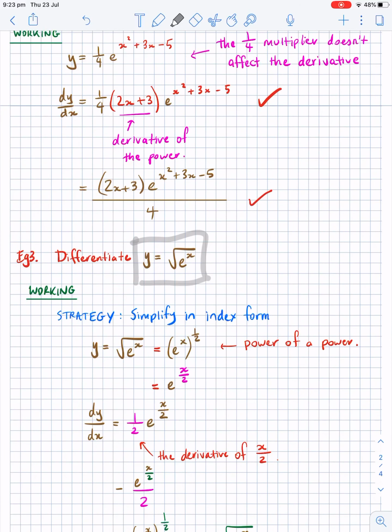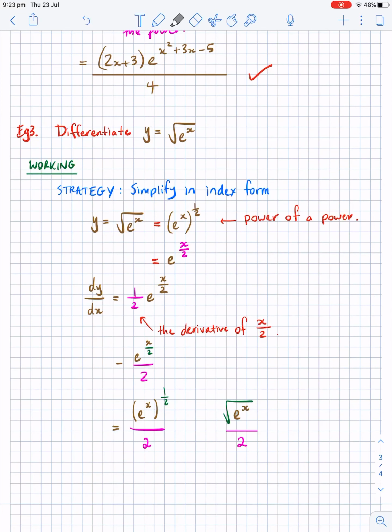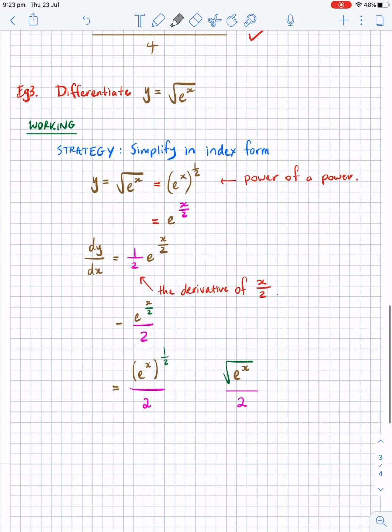Lastly, a bit of a harder one, y equals the square root of e to the power of x. So firstly, when we're differentiating, we don't want to have to deal with these square root signs. So change it to a power of 1/2. You'll notice that when we do that, we see a power of a power. They're going to multiply. So x multiplied by 1/2 is going to give x over 2, or x divided by 2.